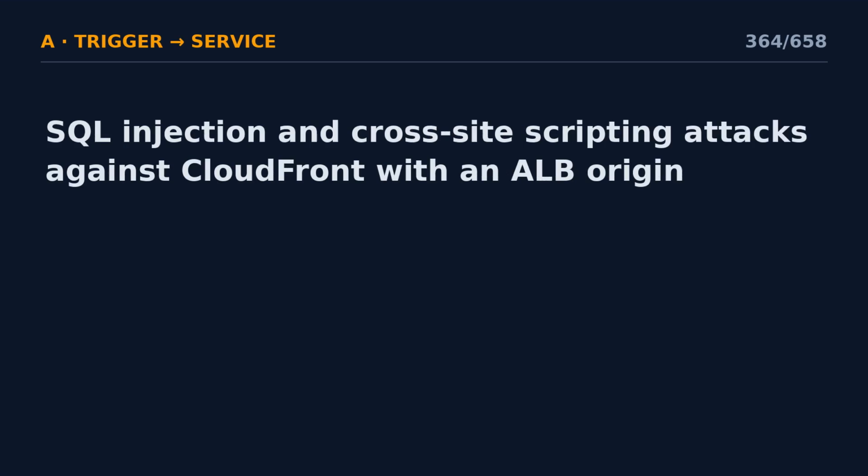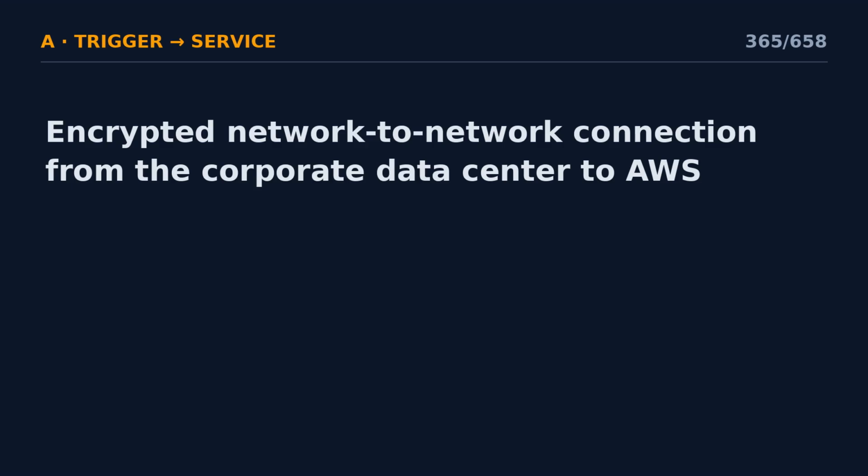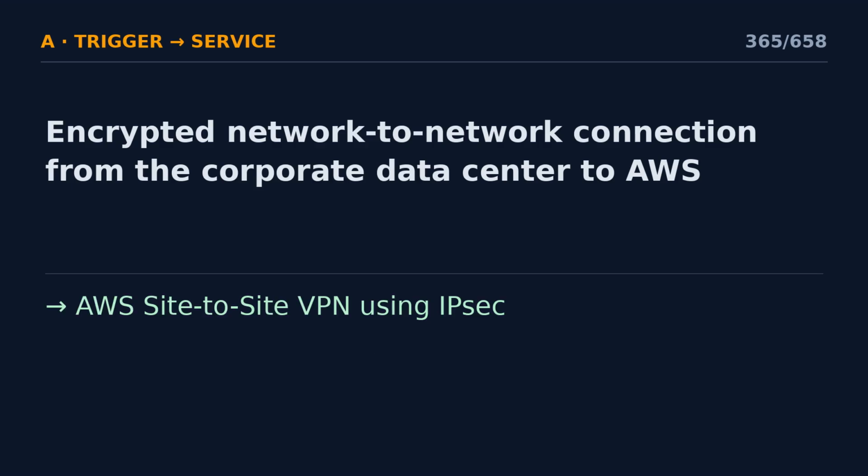SQL injection and cross-site scripting attacks against CloudFront with an ALB origin. Answer: AWS WAF on the CloudFront distribution or the ALB. Encrypted network-to-network connection from the corporate data center to AWS. Answer: AWS Site-to-Site VPN using IPsec.